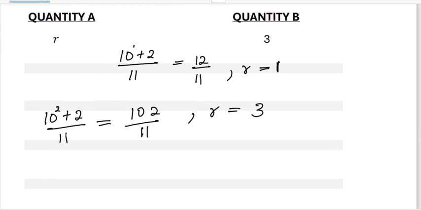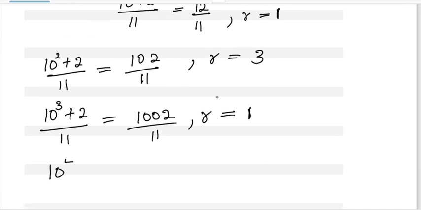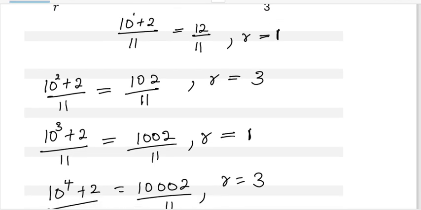Let's go to the next. 10 to the power of 3 plus 2 divided by 11. This would be 1002 divided by 11. And the remainder here is simply going to give us 1. And if you go ahead and do 10 to the power of 4 plus 2, this is 10002 over 11. The remainder here is going to be 3. So as you can see, the pattern here is repetitive. So we have 1, 3, 1, 3.